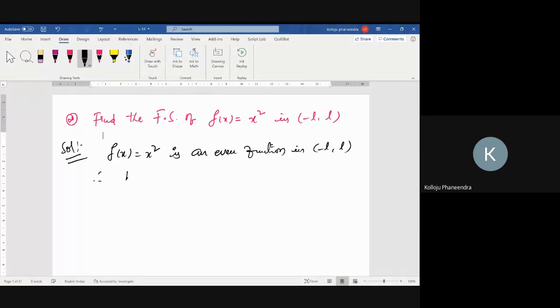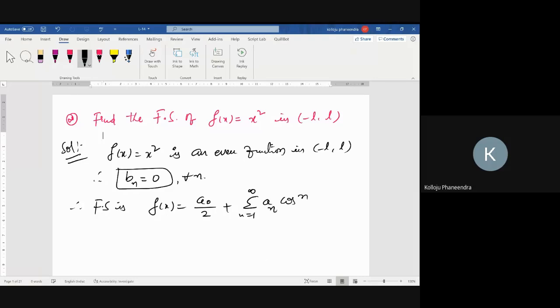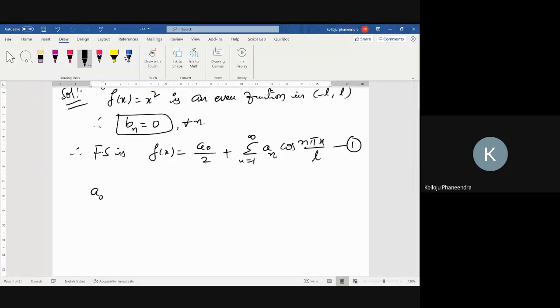Therefore, obviously, whenever it is an even function, Bn equal to 0 for all n. Therefore, the Fourier series is f of x equal to a naught by 2, plus summation n equal to 1 to infinity, an cosine n pi x by L, where a naught equal to 1 over L, integral from minus L to L of f of x dx.